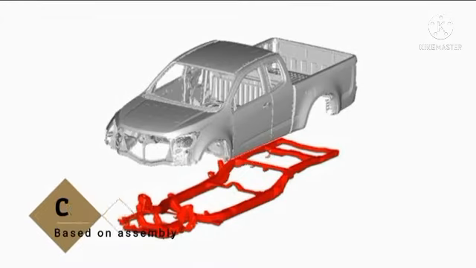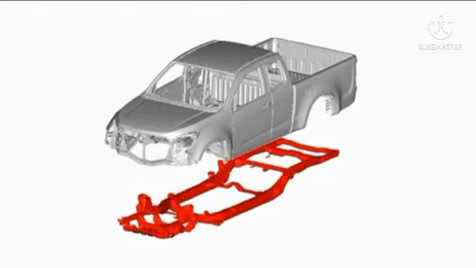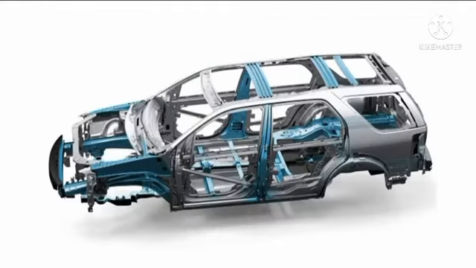Next, we shall see some classifications based on assembly. Conventional chassis. The longitudinal members or side members are joined by 4 or 5 cross members over which all the body and all other components are installed.